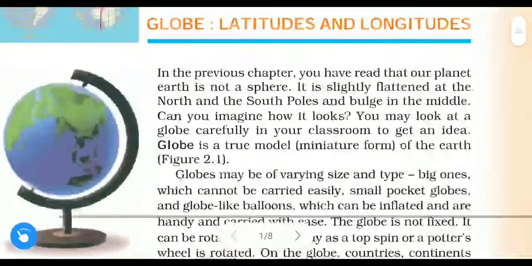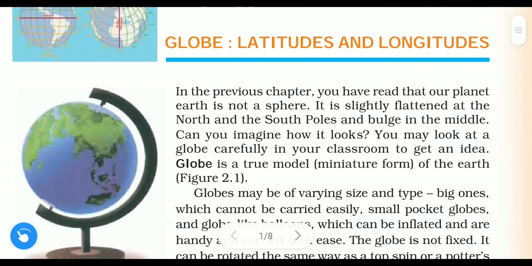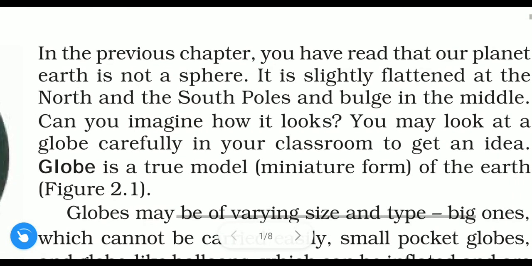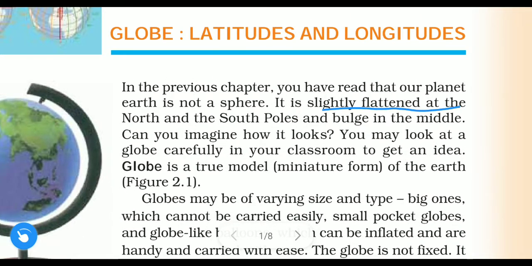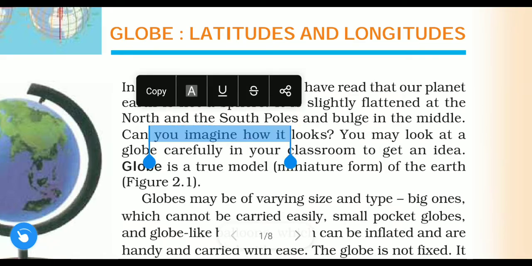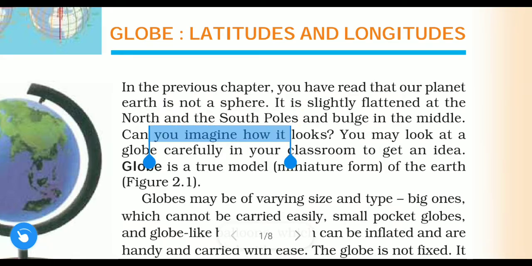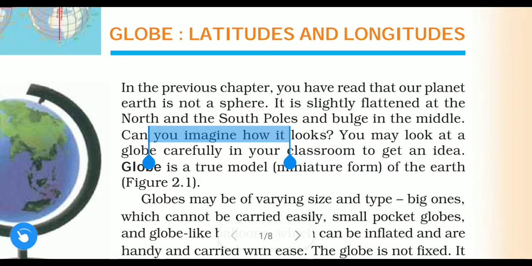So let us discuss. In the previous chapter, you have read that our planet Earth is not a sphere. In the previous chapter I told you that Earth has a geoid shape. It is slightly flattened at the north pole and south pole and bulges in the middle. Earth has two poles, north pole and south pole. So Earth is flattened, a little flat at both the poles.